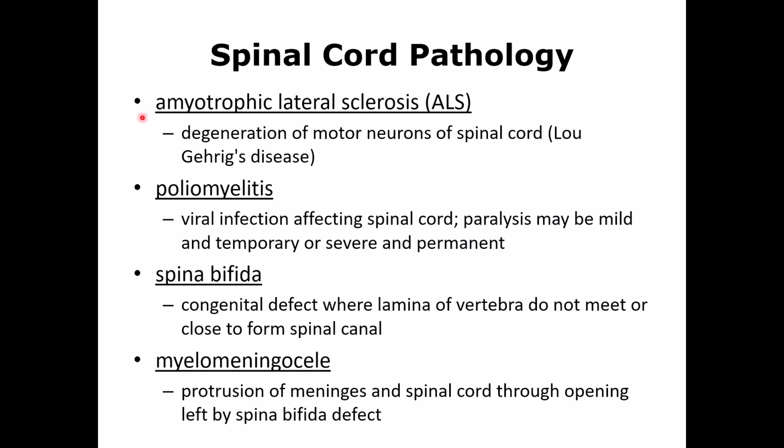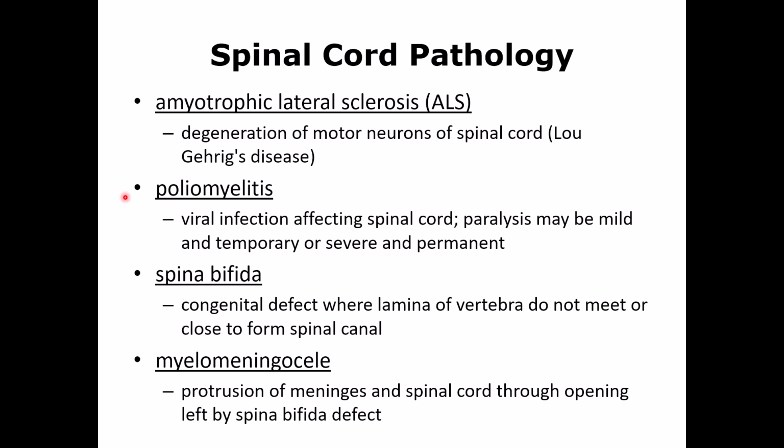ALS, or Lou Gehrig's disease, is a motor-only disease affecting the spinal cord. The pathway coming from the brain is damaged, and also the anterior horn of the spinal cord, which is carrying signals to the muscles. They are both damaged. This is a progressive disease. Unfortunately, there's no treatment for it.